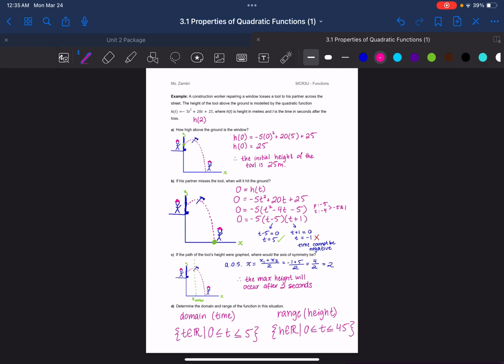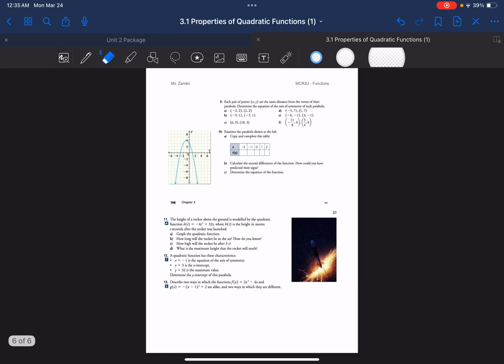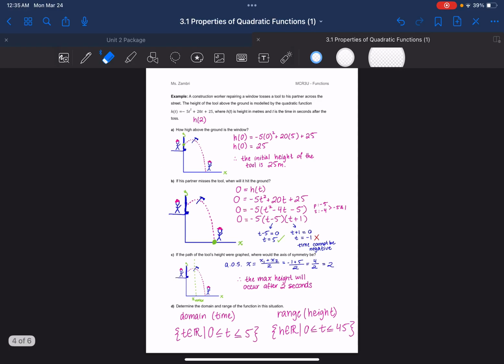And that's it. So that's your intro back into quadratics. I attached some practice problems here, which are really relative to the things that we talked about in the lesson, going over key characteristics and graphing parabolas.